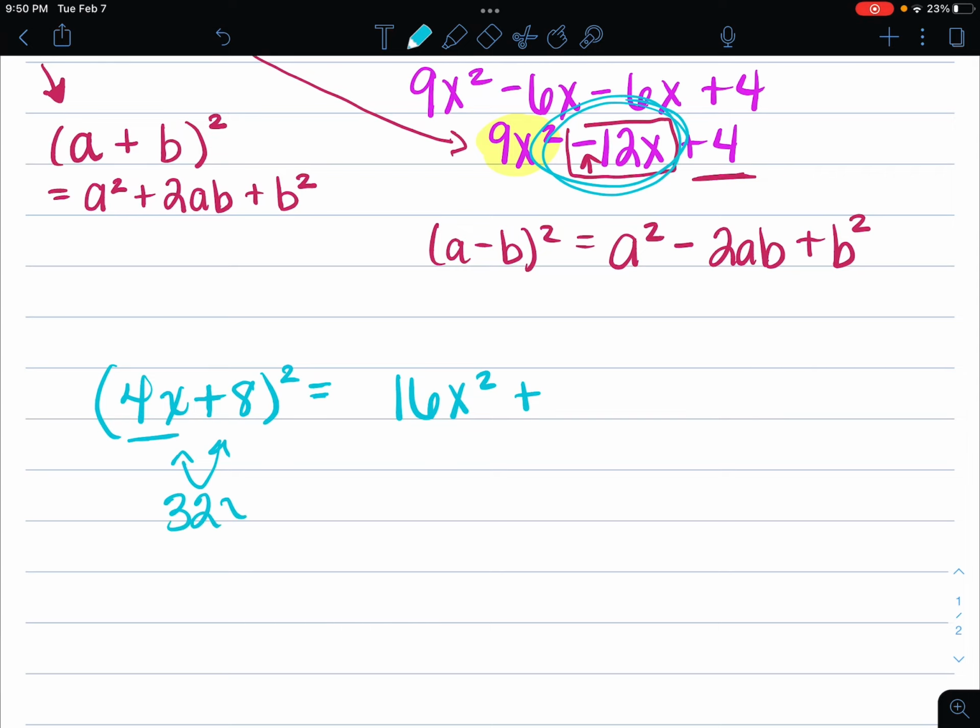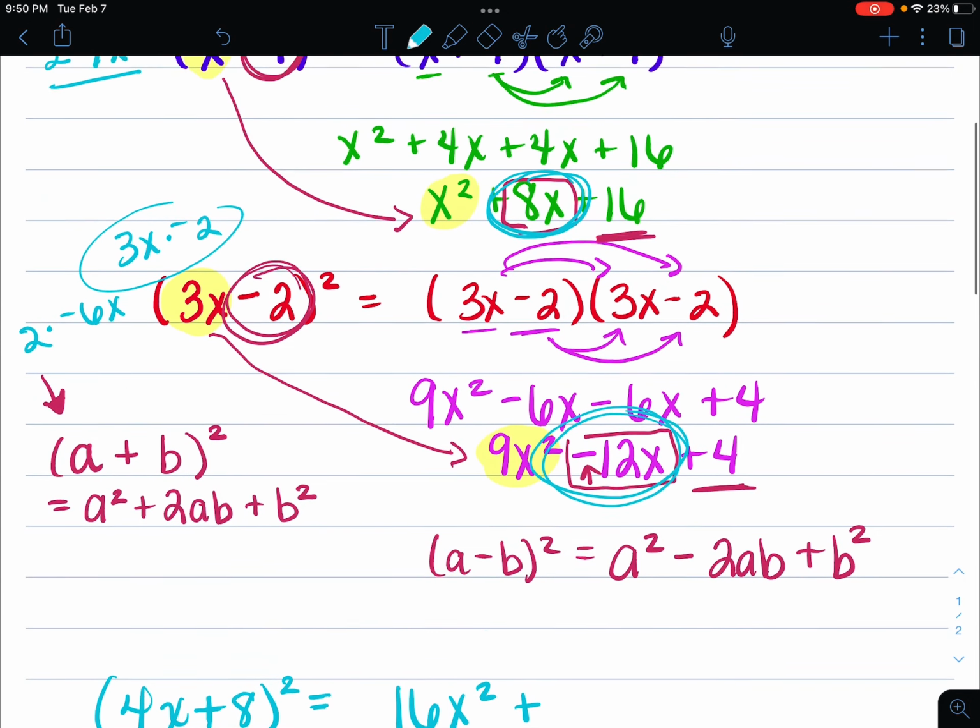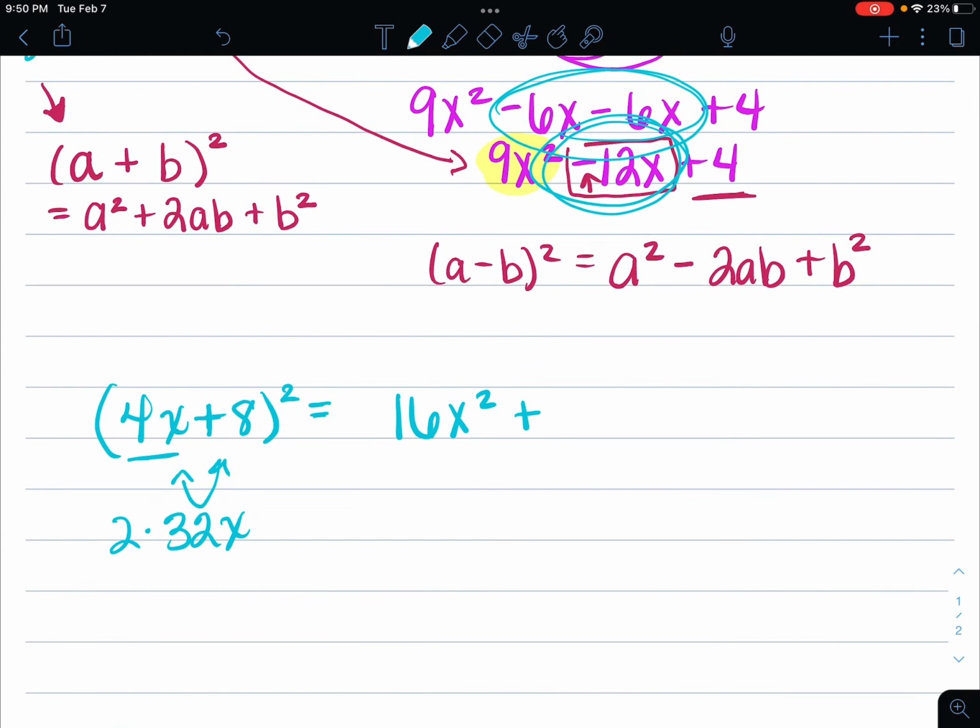I'm going to multiply these two together. 4 times 8 is 32x. And then it's always twice that. Because if we look back at our distributive property, we can see that, hey, there were 2 of them. That's why it's twice that. So twice that would be, of course, 64. Plus the last thing squared, which is just 64 again. 8 squared, 64. So that's it.